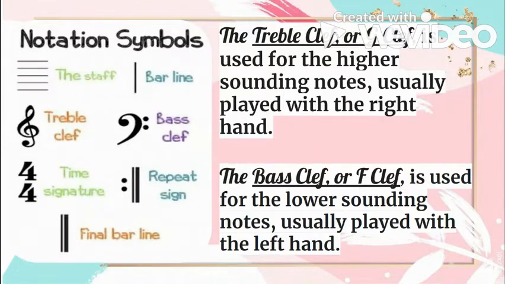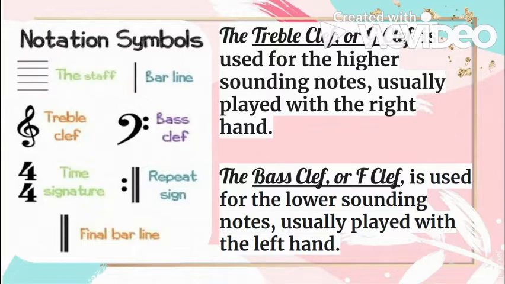All right, since we have different types of clef, we have treble clef and bass clef. So let's start differentiating the two. When we say treble clef, we also call this one the G clef. This is used for the higher sounding notes, the high notes. It is usually played with the right hand. In a piano, we usually play the right part of the piano. That is what we call treble clef.